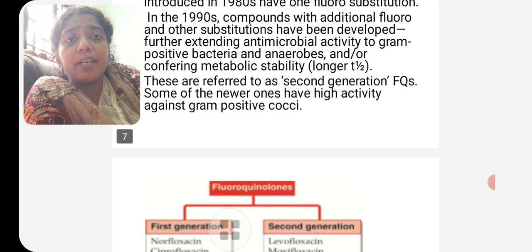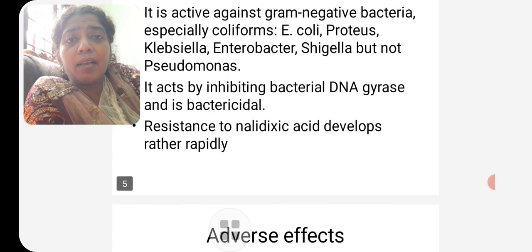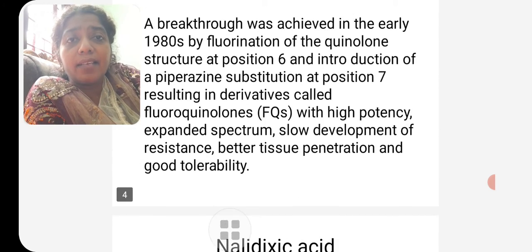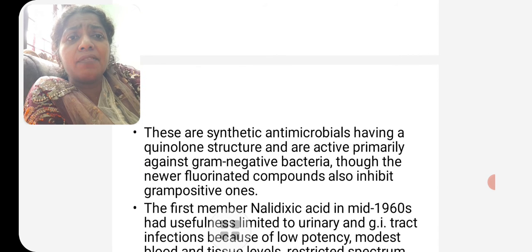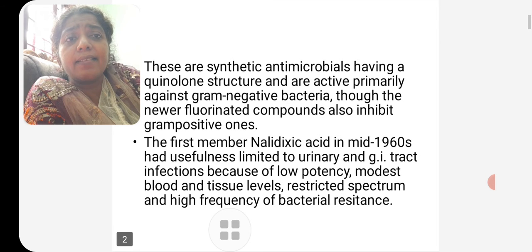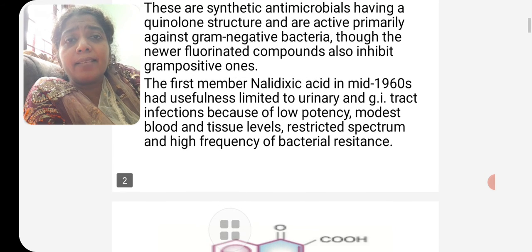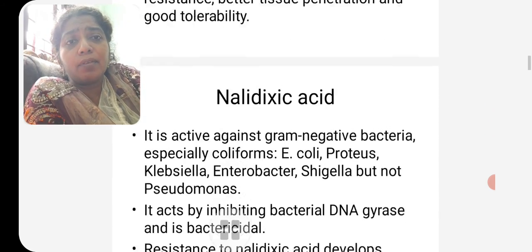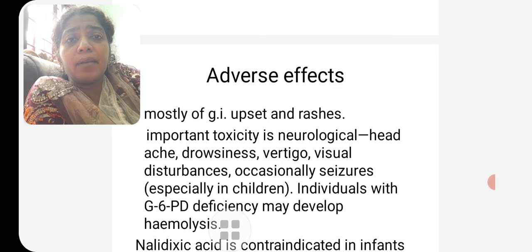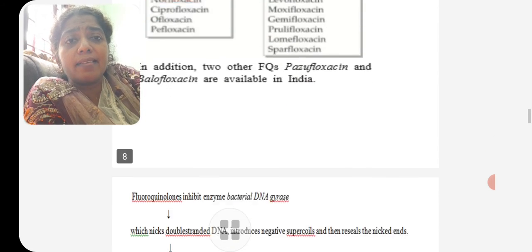So we had an introductory part, discussing the introduction of quinolones. Quinolones have a quinolone ring. They are synthetic antimicrobials, and the first quinolone is nalidixic acid, which is primarily active against gram-negative bacteria. Next comes the fluorinated one, which is effective against gram-positive bacteria also, and we have studied the mechanism of action of fluoroquinolones. It acts by inhibiting the DNA gyrase enzyme.